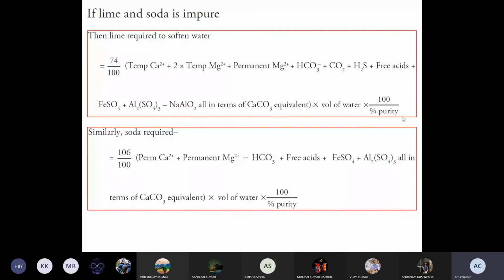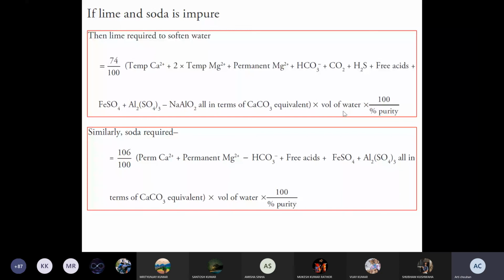Okay, and one more thing, if the volume of the water is also given, then calculate for that certain volume, like 50,000 liters of water. You have to calculate it for 1,000 liters of water, because you are going to calculate this for industrial purposes.